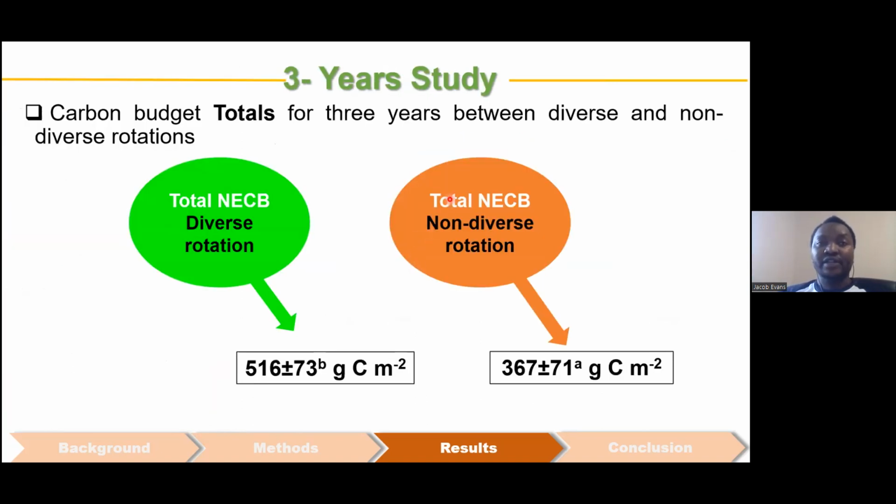So if we take a look at the NECB, which is again the difference between the NE and the carbon removed, the totals for the 3-year study period revealed that the diverse cultivation had a higher net carbon loss compared to the non-diverse rotation. So in summary, we see from the net carbon budget that the amount of carbon exported from fields can basically override the ability of fields to act as either carbon losses or gains.